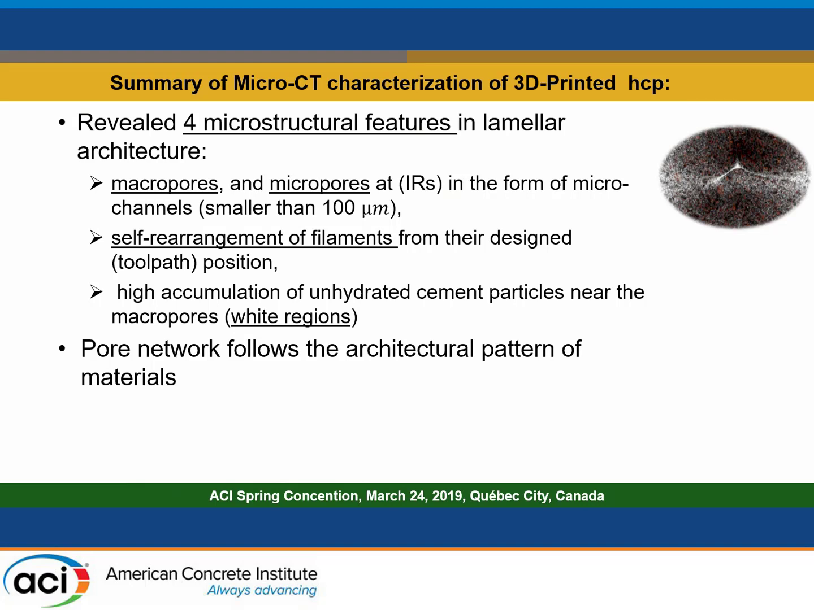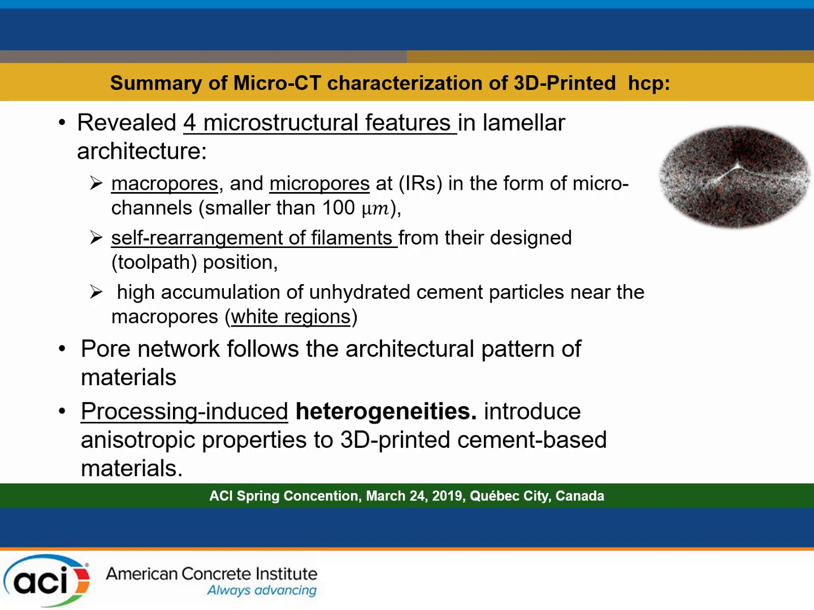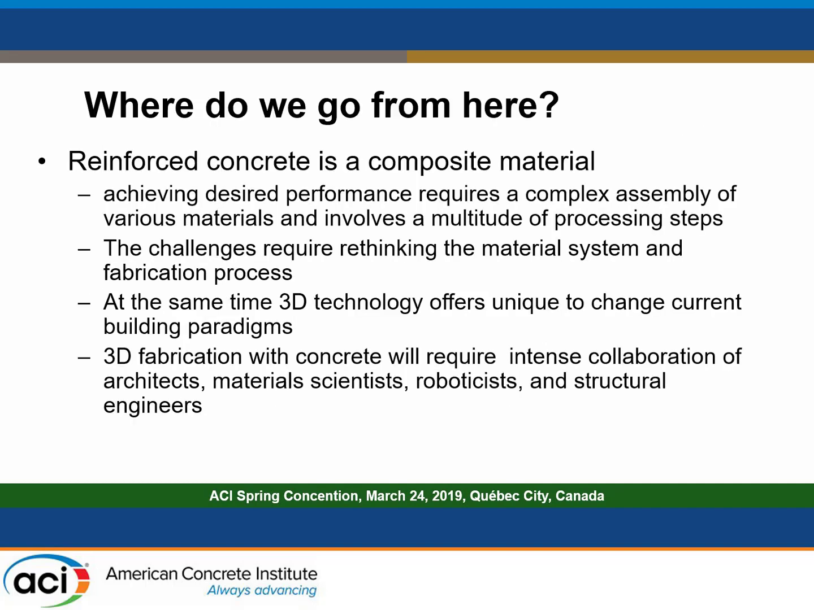So we have a variety of pores that are in the interfacial regions, but they're also in the cores of the filaments themselves. And the most important conclusion, probably, is that the pore network follows the architectured pattern that we put in. So we have those processing-induced heterogeneities that change the porosity of that system. And I think there's an opportunity for us to take advantage of those predictable locations of those pores to change the mechanical response. So the question is, where do we go from here?